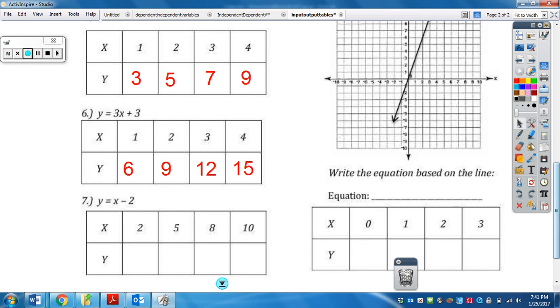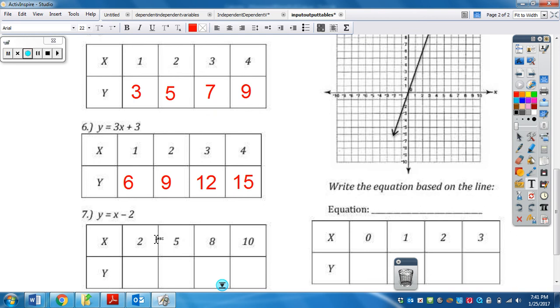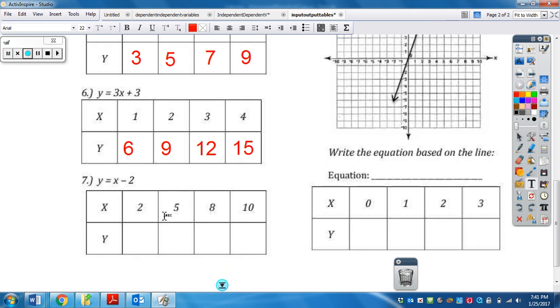So moving forward, notice here that your x values do not follow any particular pattern. They don't go in order. You have 2, 5, 8, and 10. So make sure you're paying attention to what is coming out, or your output, when you plug these in. So 2 minus 2 would give me 0. 5 minus 2 would give me 3. 8 minus 2, which is my pattern here, would give me 6. And then 10 minus 2 would be 8.